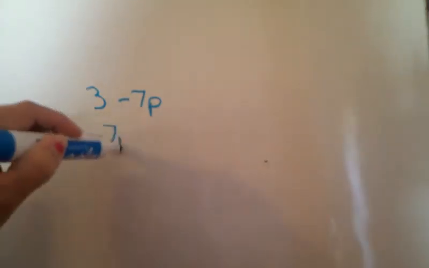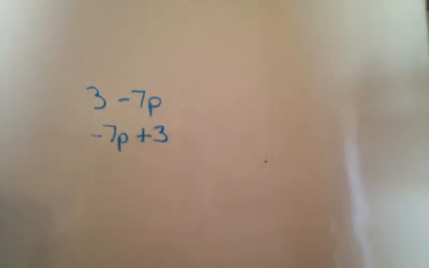Go to number 9. We have 3 minus 7p. It wants them in order in descending powers of p. What do you suppose is going to be first? Only look at the p. Well, this is the only one that even has a p, so it has to go first. So it's minus 7p. There's no sign, it means plus. Did you get that?